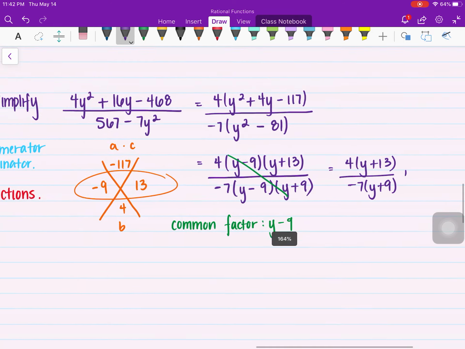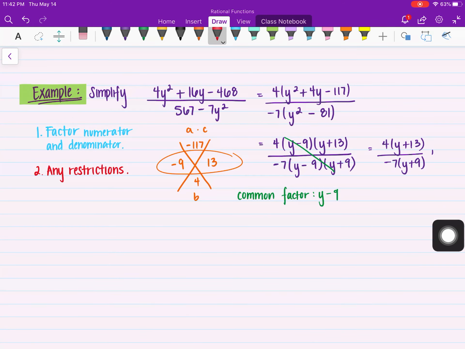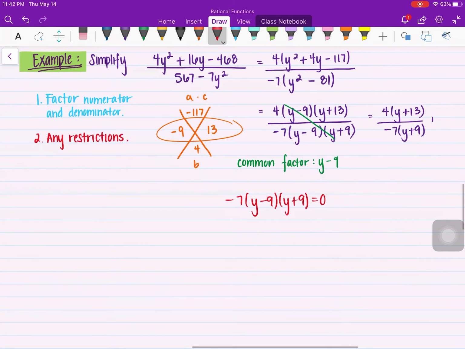So we are almost done here. We still need to include our restrictions. So our second step here is to see if we have any restrictions that will make the expression undefined. And in order for us to do this, we need to make our denominator equal to 0. Now, the denominator does have 3 different ways to express it. I'm going to go ahead and use this last one here. So I'll go ahead and write it. We have negative 7 times y minus 9 times y plus 9 equal to 0.